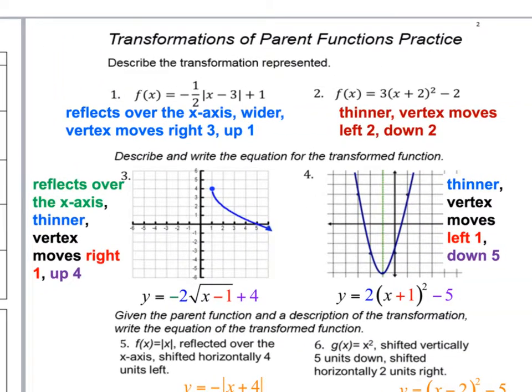Alrighty, so let's take a look at this next graph. Here it is: y equals negative 1/2 times the absolute value of x minus 3 plus 1. This is negative. That's going to reflect over the x-axis. So here is our absolute value function. It's moving right 3 and up 1 according to this.